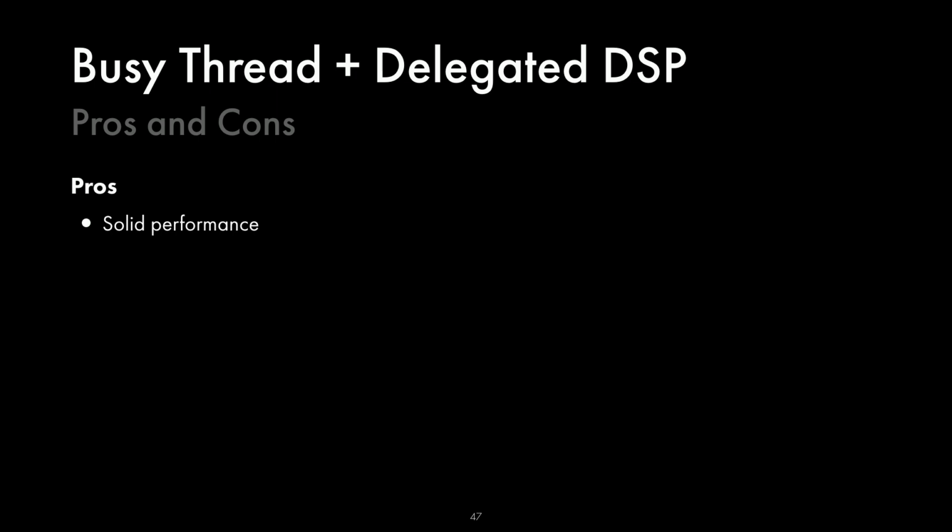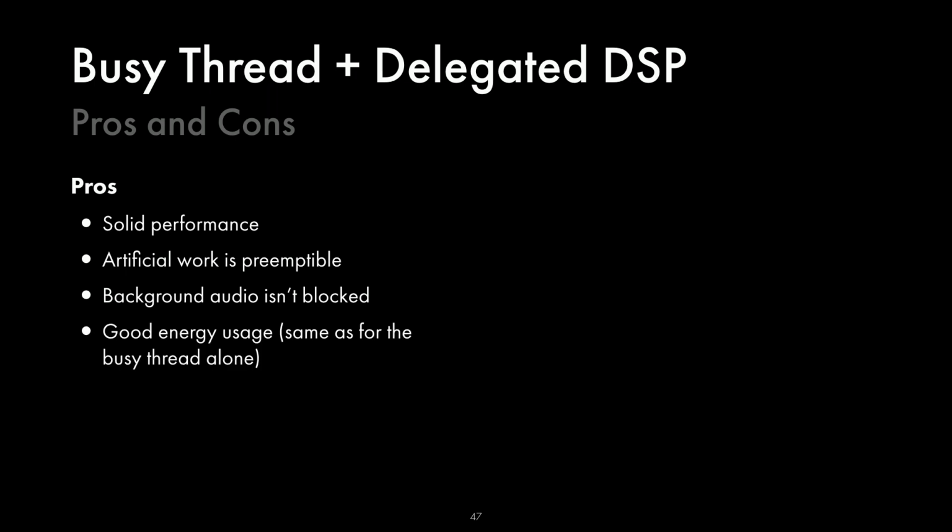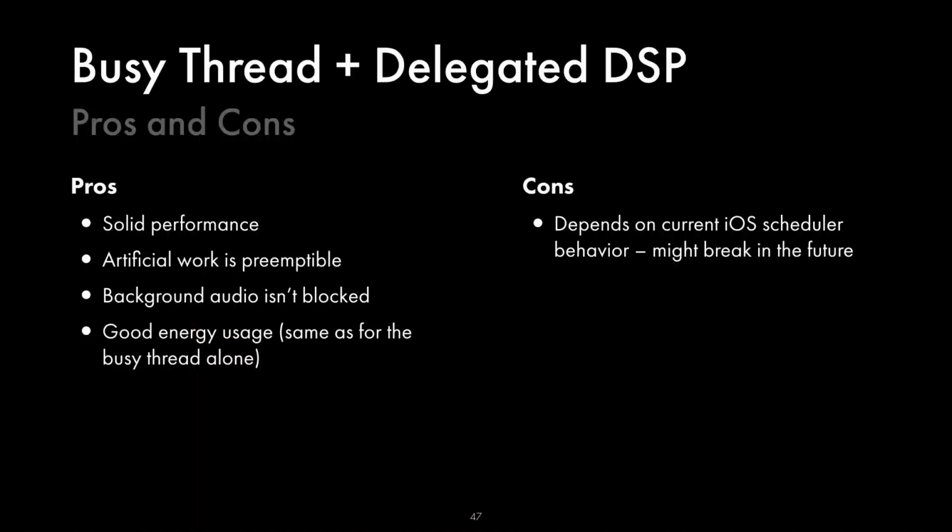So the pros here are that we're getting solid performance. As before, the work can be preempted, background audio isn't blocked, and there's also good energy usage. It's the same as the numbers that I showed for the busy thread before. And the cons are, like I said, this depends on the current iOS scheduler behavior. We need to constantly check new iOS betas to make sure this trick is still working.